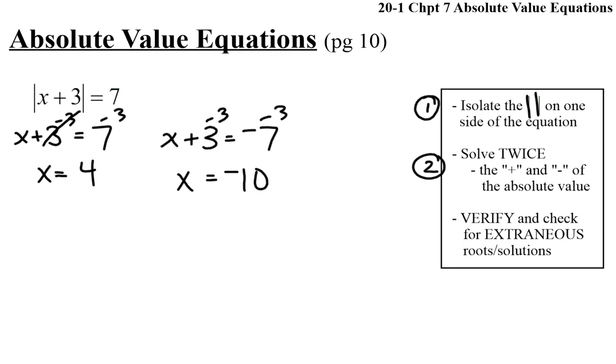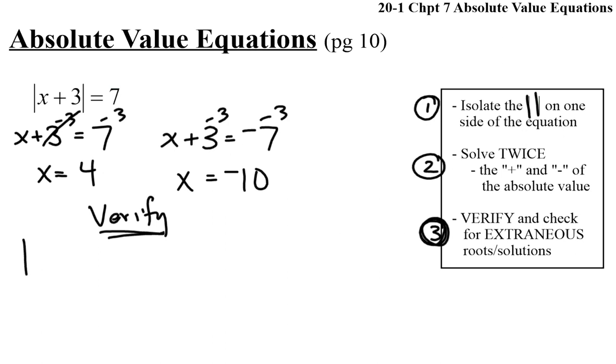And now, as with all of these situations we've talked about, sometimes we're going to get extraneous answers. These unique situations, whether it's radicals or rationals or now absolutes, they're unique situations that sometimes you get things that don't work. So we always have to verify.